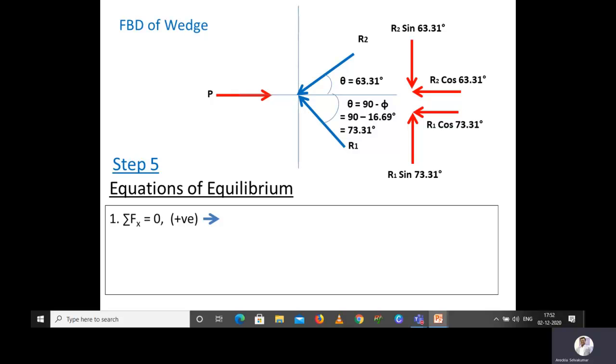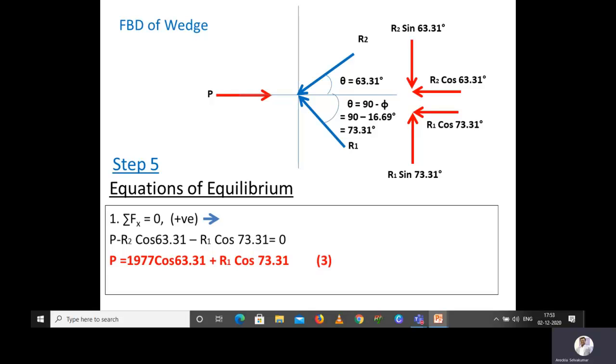We are going to substitute: P is acting towards right, so positive, and R2 cos 63.31 degree is acting towards left, so negative. R1 cos 73.31 degree is also acting towards left, so it is negative. So we can write the equation P minus R2 cos 63.31 minus R1 cos 73.31 is equal to 0. From this we can rewrite the equation as P is equal to 1977 cos 63.31 plus R1 cos 73.31, because we know that R2 is 1977 Newton.